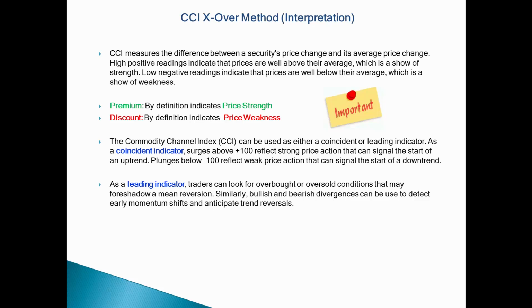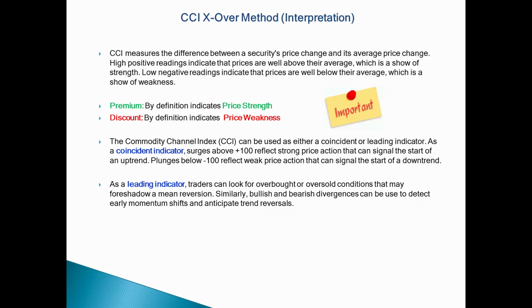So the CCI basically can be used as a coincidence or a leading indicator, and we'll show you some examples of that. As a coincidence indicator, the surges or strength above the 100 reflect strong price action, and that can indicate the beginning of a price trend. It also can indicate the ending of a price trend, at an exhaustion point.